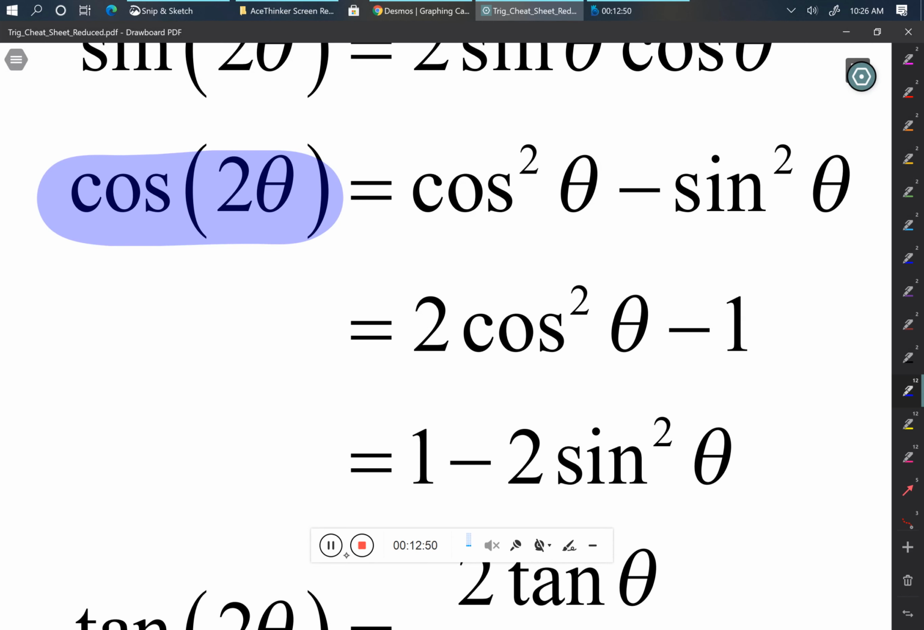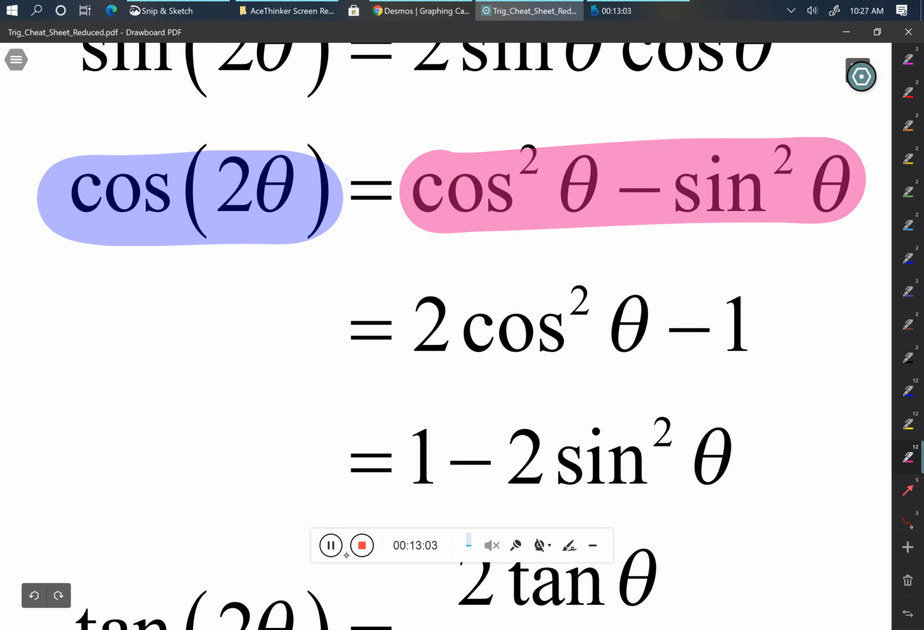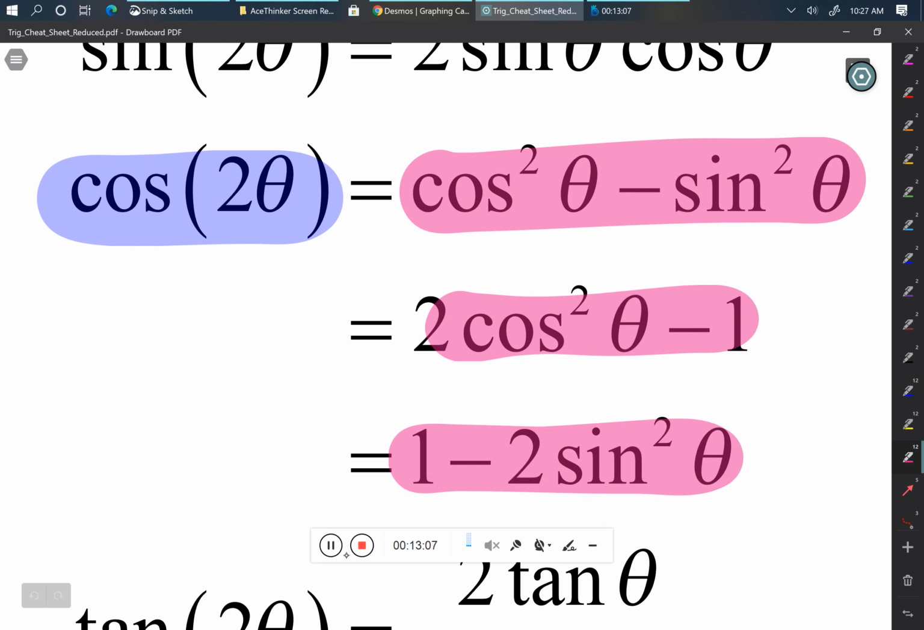Now you'll notice that the double angle cosine has 3 things that it's equal to. That does not mean that there are 3 different things. It just means that there's 3 different ways to represent it. The reason being, for these 3 different ways, cosine squared minus sine squared, or 2 cosine squared minus 1, or 1 minus 2 sine squared, is because of the Pythagorean identity: sine squared plus cosine squared is equal to 1. So in any one of these, you could replace either a cosine squared or a sine squared with 1 minus the other squared and arrive at these 3 formulas.